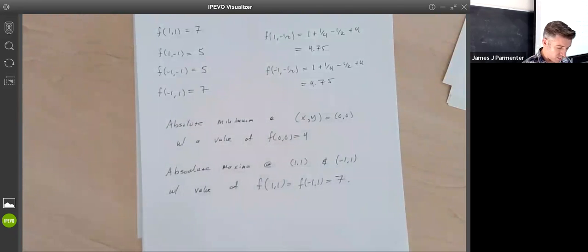You can have more than one absolute max and absolute min if there are more than one place where the highest value is the same.